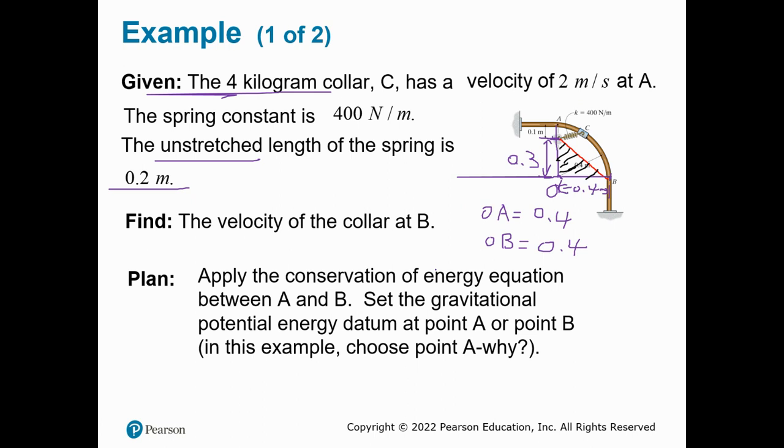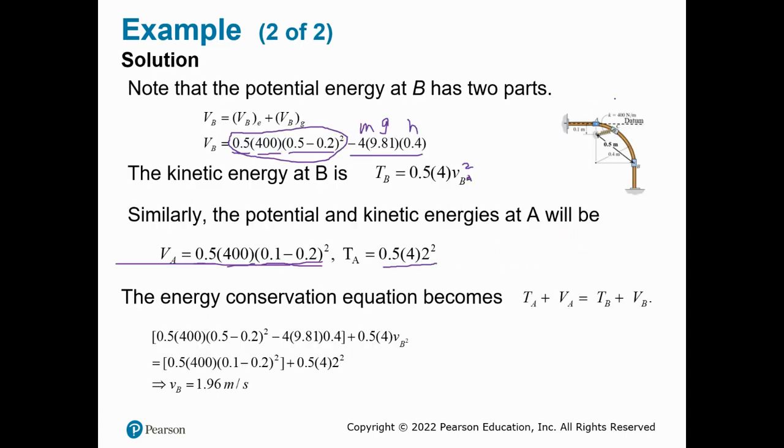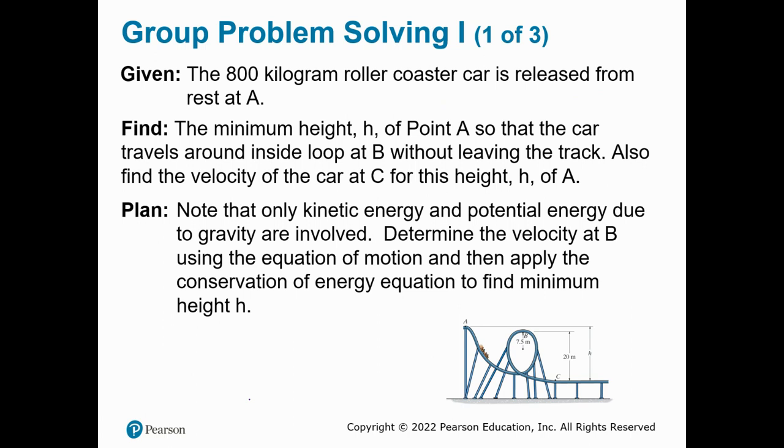Okay, so we know that the velocity at point A is 2 meters per second. So this is the kinetic energy at location A. Putting that together, I know all the energy at point B equals all the energy at location A. So putting that together, I can calculate the velocity at location B. There we go. Next problem, we have a roller coaster released from point A, right?